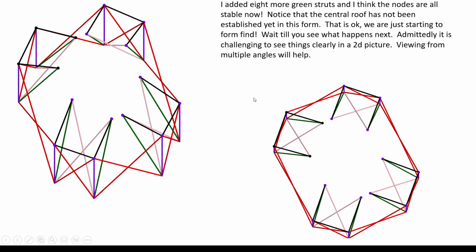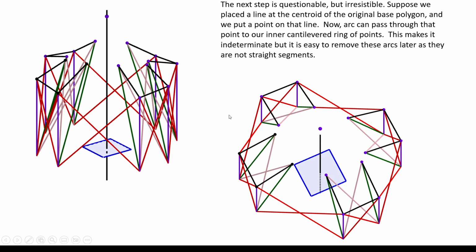So now I have 16 points, 16 times 3 sticks. I think it's unconditionally stable, but it's not really architecture because everybody's leaning in, and I just could not resist this. So I don't know if it's questionable.